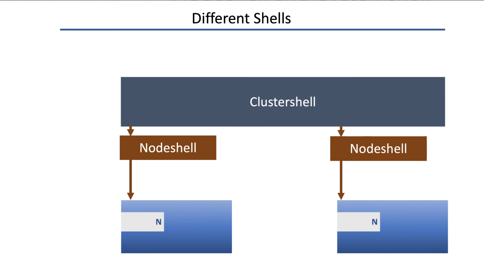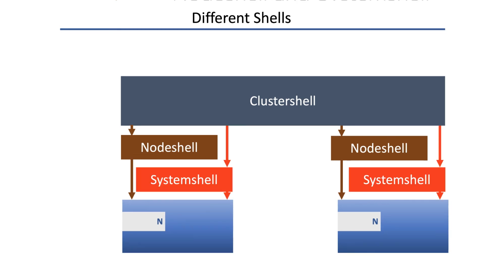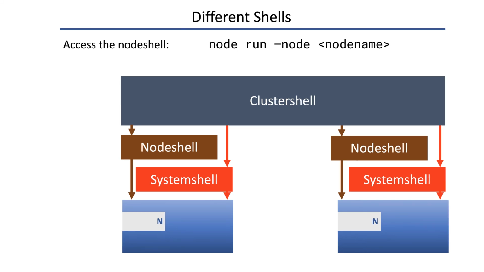The same goes for the system shell. The system shell will give you access to Unix on the node that you choose. NetApp strongly discourages you to enter this shell without expert guidance. Now, how do you get to these shells? The node shell is easy. Run the following command: node run, and then the cluster node name.